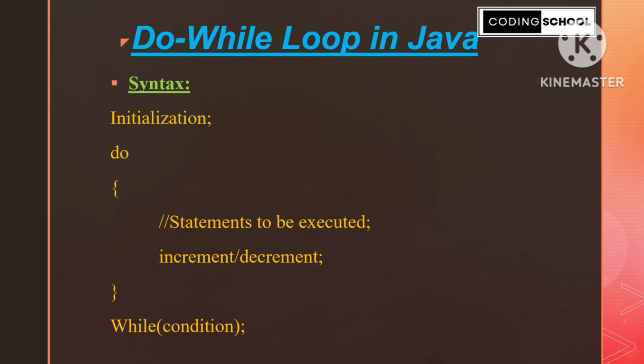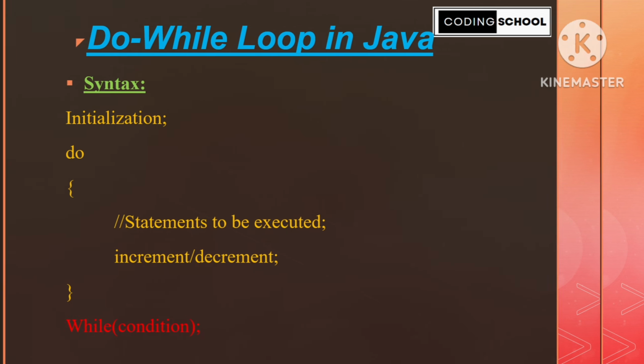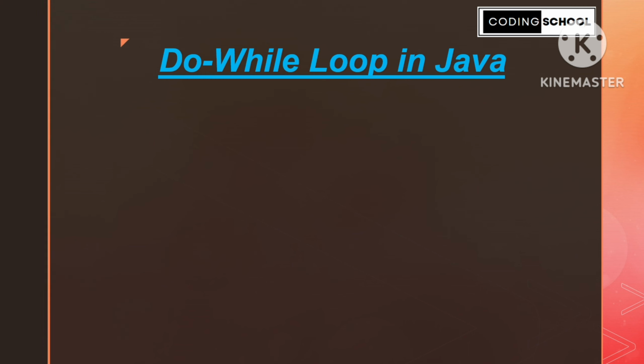This is the syntax of do while loop. As all other types of loop are made up of four parts, do while loop is also made up of four parts that are initialization, statements to be executed, increment or decrement, and condition. Let's see what is the meaning of these terms in detail.